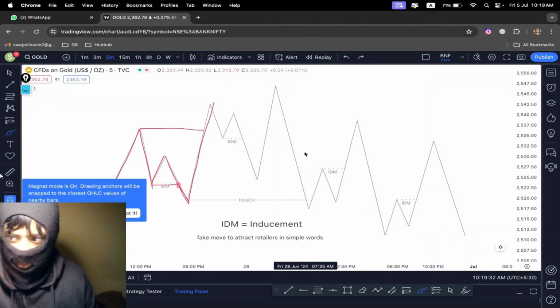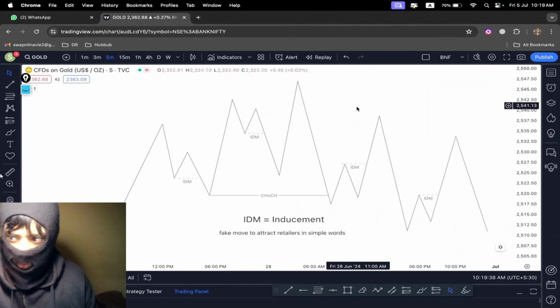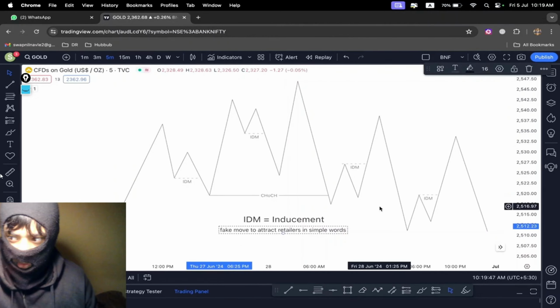Having an IDM is crucial in SMC, and validating and identifying IDM is crucial. Master this. If you don't master it, you could get trapped. Liquidity will automatically become a factor. Now, what do we call IDM in simple terms? A fake move to attract retailers.